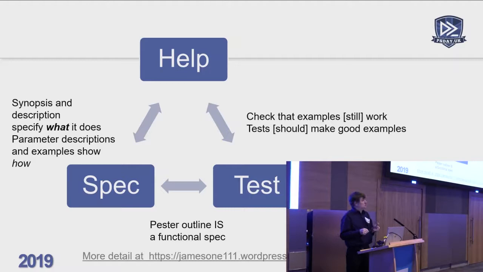One of the things that you want to do is check that the examples still work, because there's nothing more frustrating than somebody giving you an example and you go, right, okay, I'll copy and paste that example, paste, click, and the example doesn't run. So one of your first things in your Pester tests are, do my help examples actually work? Now, something that you want to test is probably something important enough to make an example out of. So this works both ways.